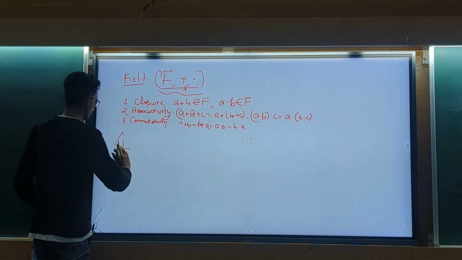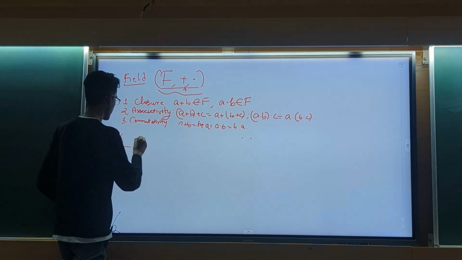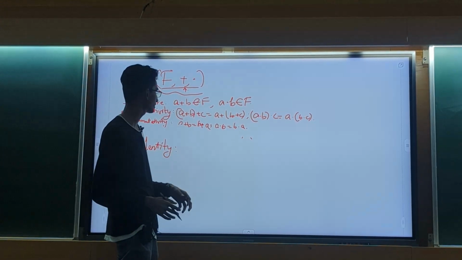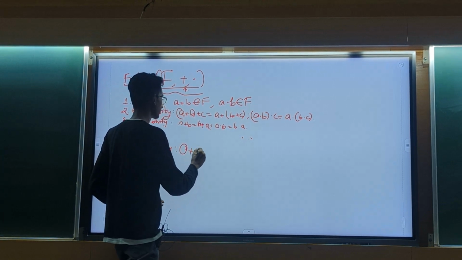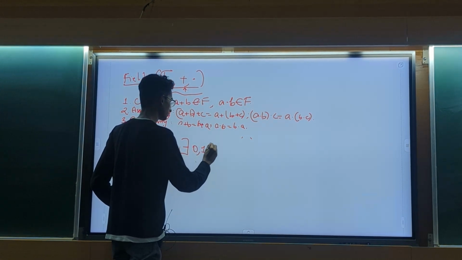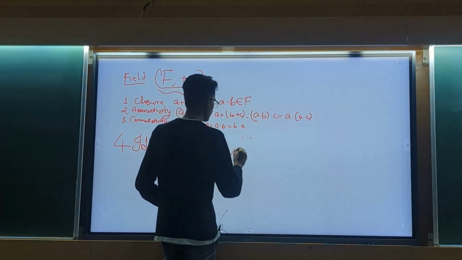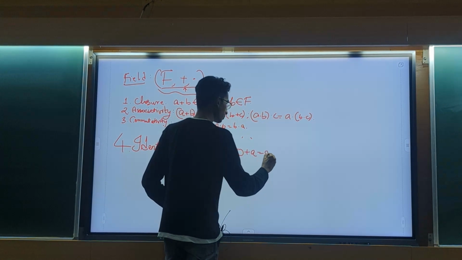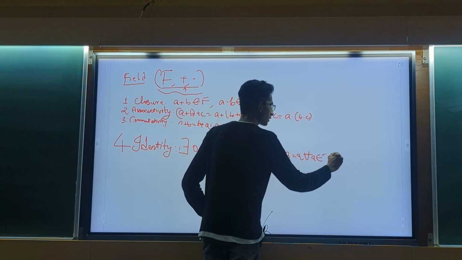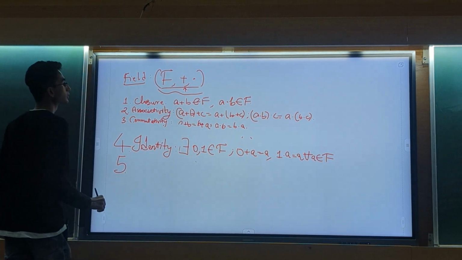So, fourth is identity. Basically, there should exist something like a 0 and something like a 1 in the field. So, there exist 0, 1 in the field such that 0 plus A is equal to A and 1 times A is equal to A for all A in the field.